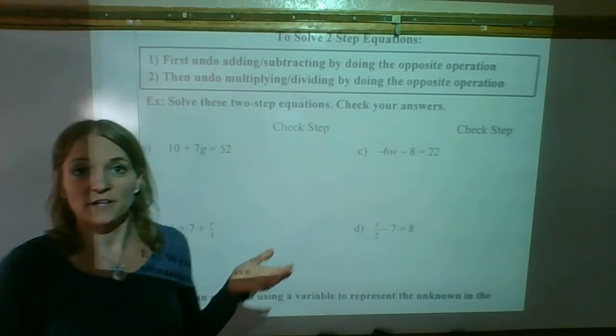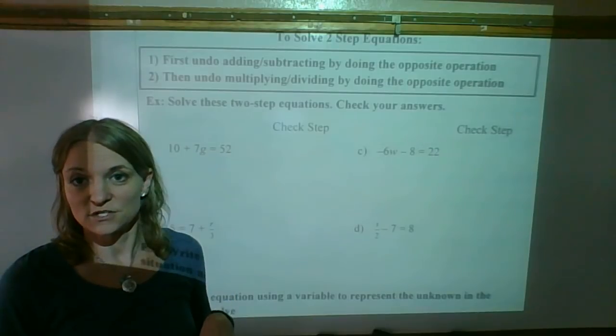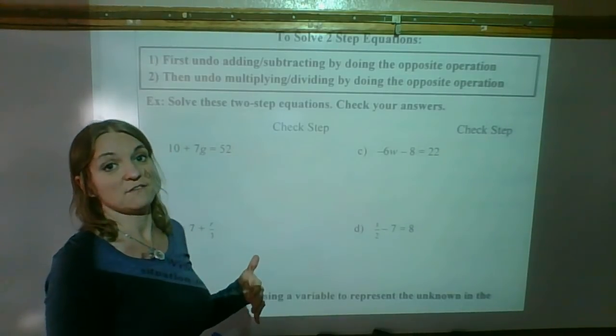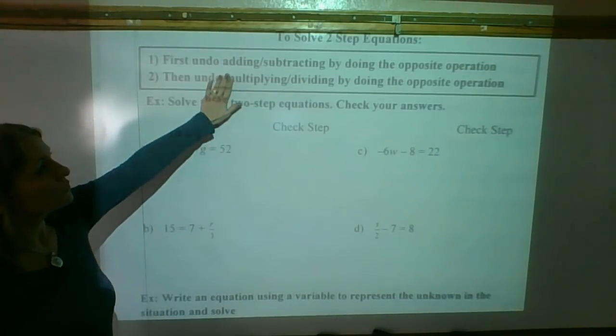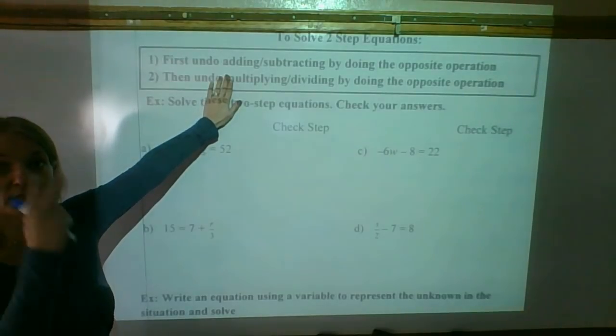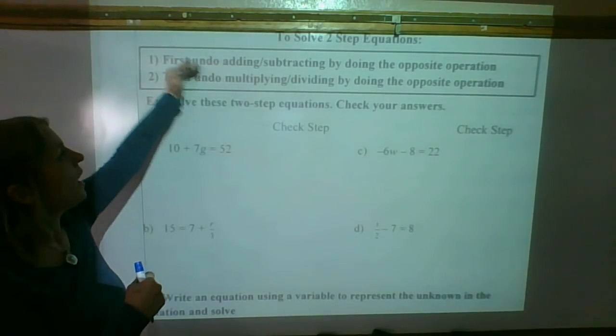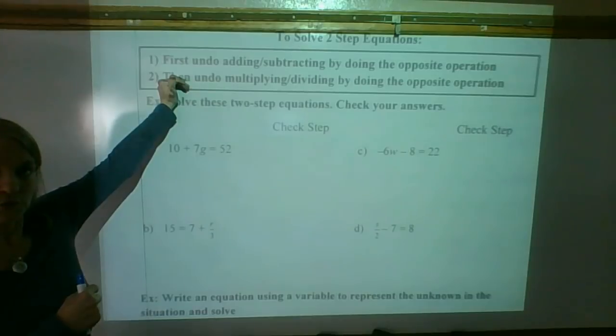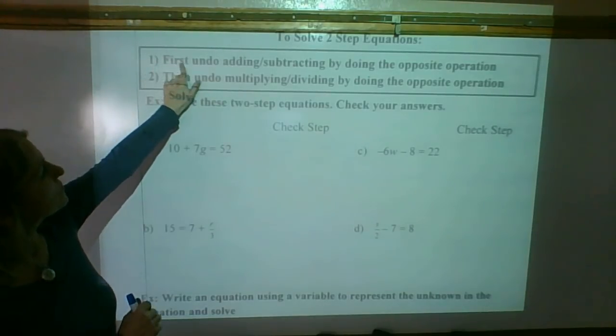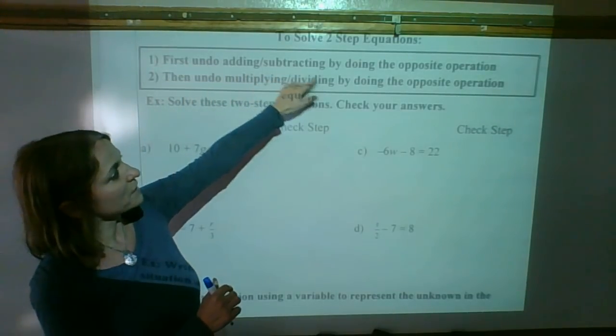All right, this is the video to learn how to solve two-step equations that goes along with day 7 with your homework. When we're solving two-step equations, that means there are 2 steps to solve it. There's a certain order that you have to do those 2 steps. The first step is that you must undo the adding and subtracting by doing the opposite.